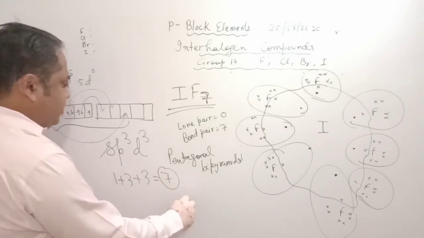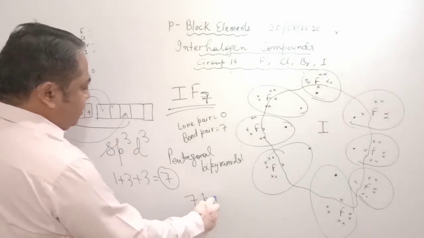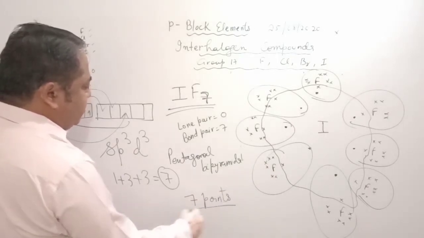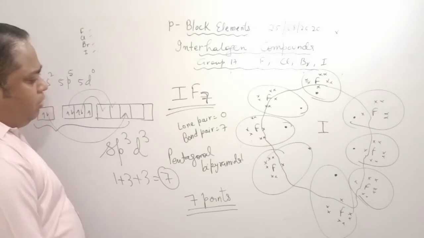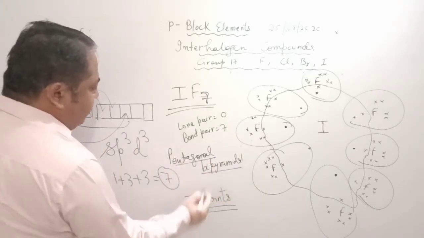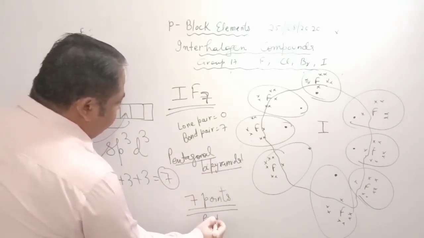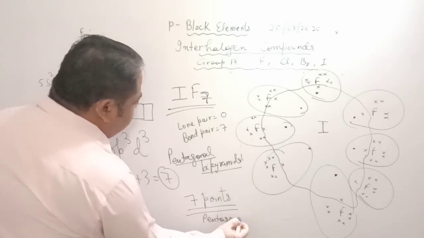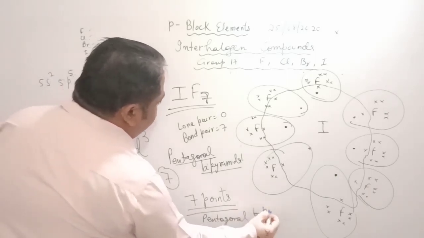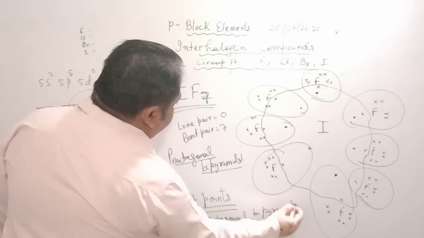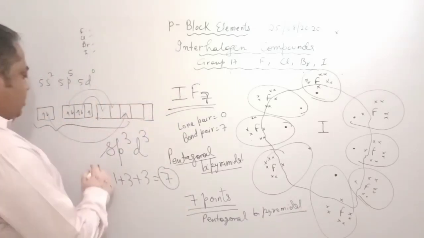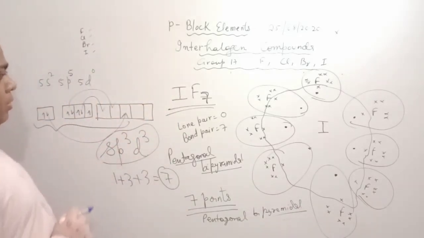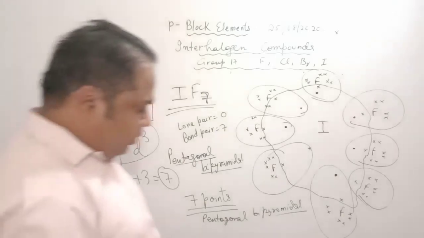So how can you arrange 7 points in space so that there will be minimum repulsion? It will be in the form of pentagonal bipyramidal. Okay, so this was all about interhalogen compounds.